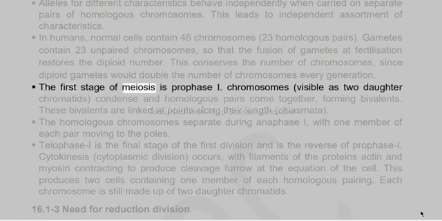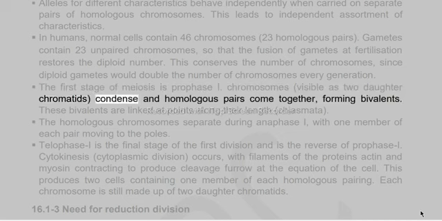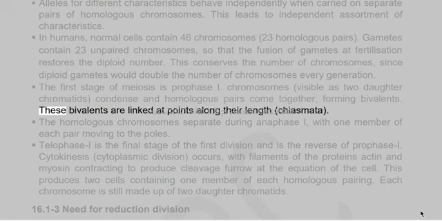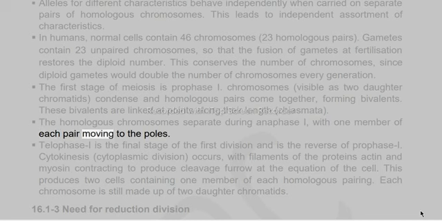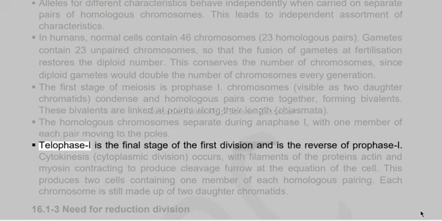The first stage of meiosis is prophase I. Chromosomes, visible as two daughter chromatids, condense and homologous pairs come together, forming bivalents. These bivalents are linked at points along their length, the chiasmata. The homologous chromosomes separate during anaphase I, with one member of each pair moving to the poles. Telophase I is the final stage of the first division and is the reverse of prophase I.